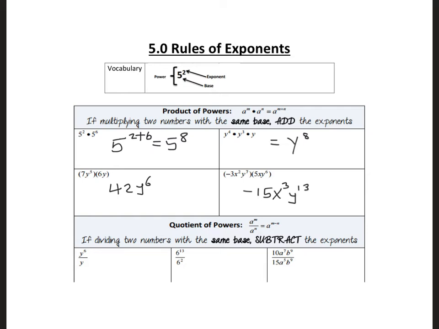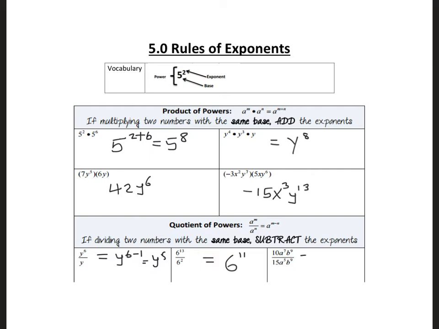So let's go to another property, quotient of powers. When you are dividing, you got to make sure the base is the same, then you subtract the exponents. For example, this one is going to be y, 6 minus 1. So we get y raised to power 5. And then we go to the next one. It's going to be 6, 13 minus 2, 6 raised to power 11.